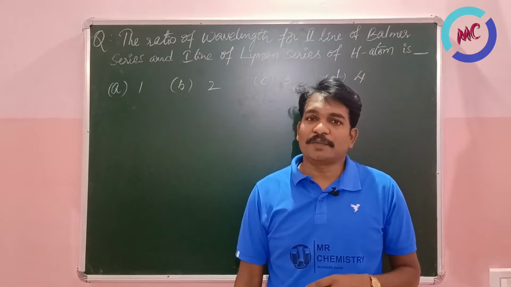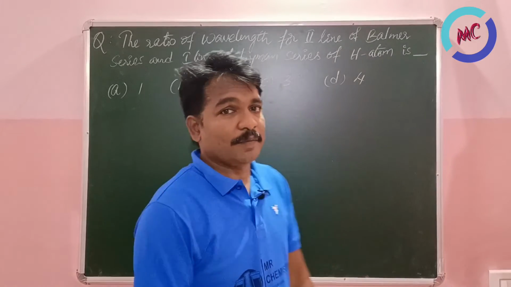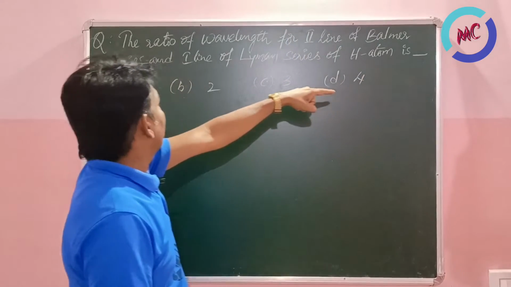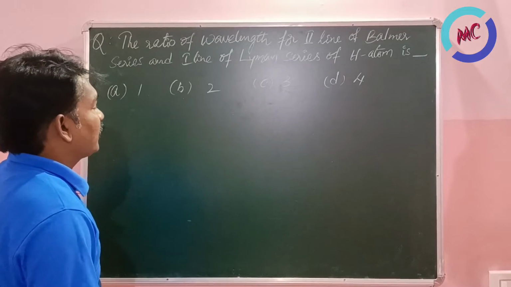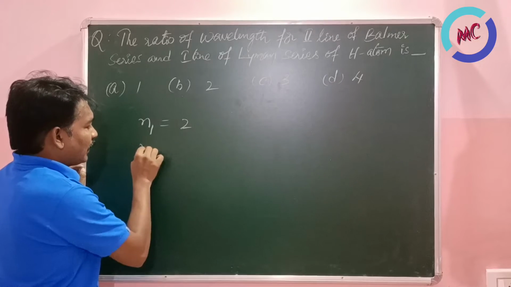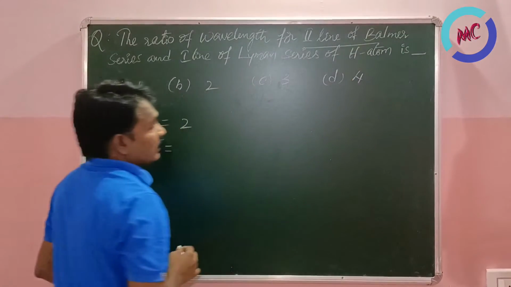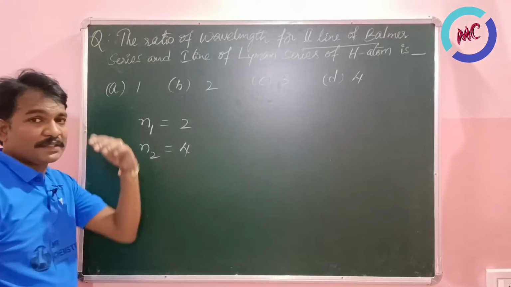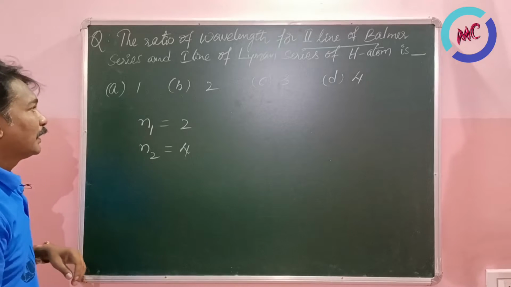In the next calculation, we are going to find out the ratio between 2 different series. Okay, we will check that one. The ratio of wavelength for second line of Balmer series and first line of Lyman series of hydrogen atom. N1 value of Balmer series is 2 and for N2, they are asking second line of Balmer series, so N2 value becomes 4 because the first line is 3 to 2 and second line is 4 to 2.